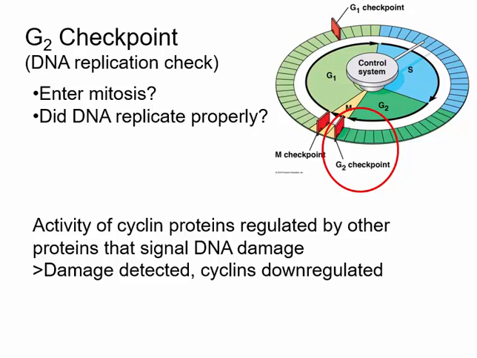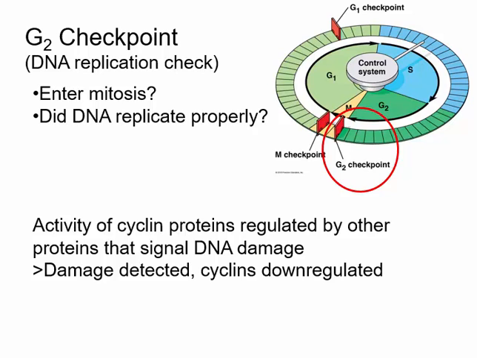There are a whole set of different proteins that can detect this damage and then set off a cascade of signals to say, stop this if there is a problem. And that will downregulate cyclins, which again, you need for this to continue.